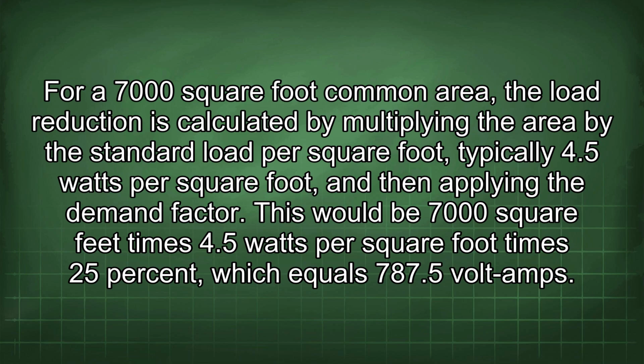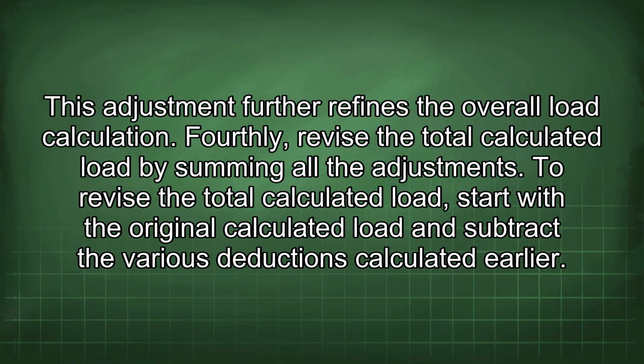For a 7,000 square foot common area, the load reduction is calculated by multiplying the area by the standard load per square foot, typically 4.5 watts per square foot, and then applying the demand factor. This would be 7,000 square feet times 4.5 watts per square foot times 25%, which equals 787.5 volt amps. This adjustment further refines the overall load calculation.